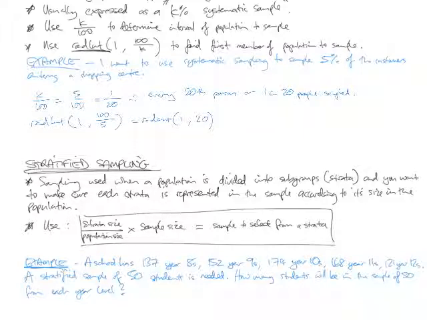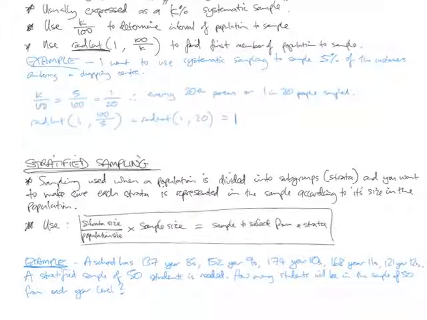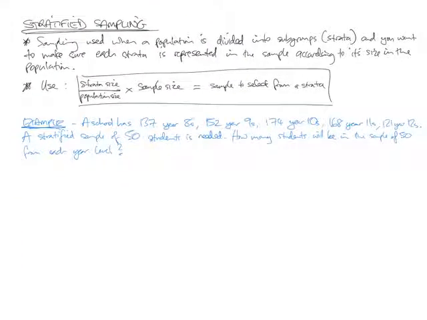you would go rand int 1, 100 over 5, which is 20. And on my calculator, that came up as 1. So I'd be sampling the first person, and then I would be ignoring everyone until the 21st person. So every 20 people after 1, you would be sampling and putting into your sample size until it's full. Okay, so that's an example of systematic sampling and how you would apply it.